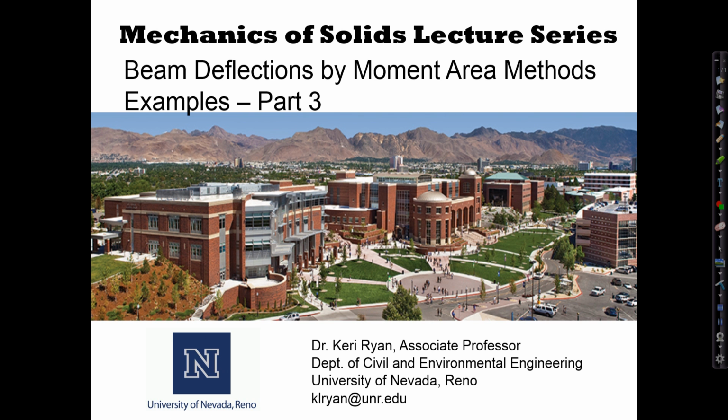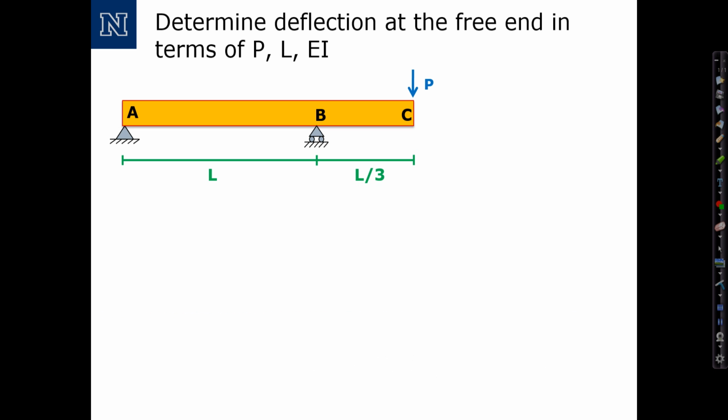In this series of videos, we're evaluating beam deflections using moment area methods. In the next example, we have a beam with an overhang and a point load P at the end. We're asked to determine the deflection at the free end in terms of P, the length of the beam, and its stiffness EI. So we'll solve this example symbolically.